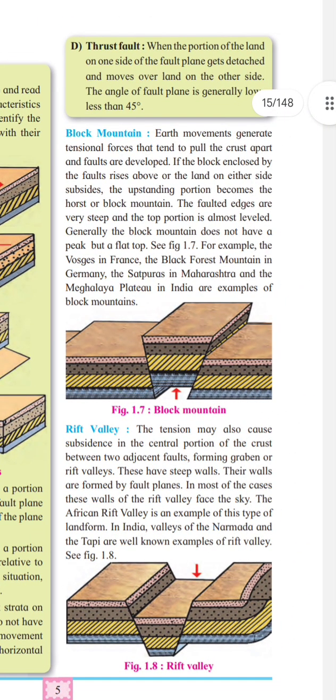Block mountain: when the land between two faults rises or the land on both sides sinks, a block mountain, also called a horst, is formed. Characteristics are steep sides, flat top, and usually no pointed peak. Examples are the Satpura Ranges, Meghalaya Plateau, Vosges Mountains in France, and Black Forest in Germany.